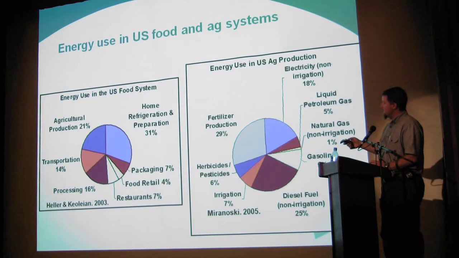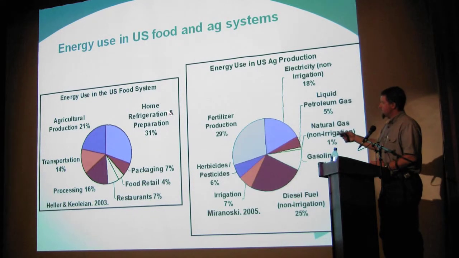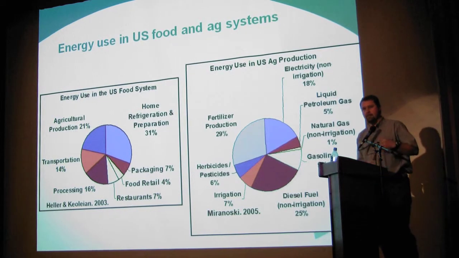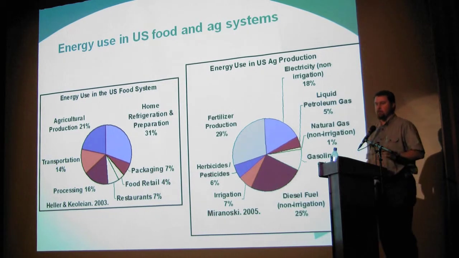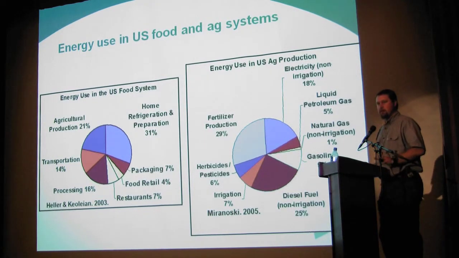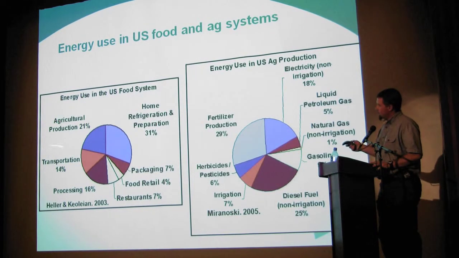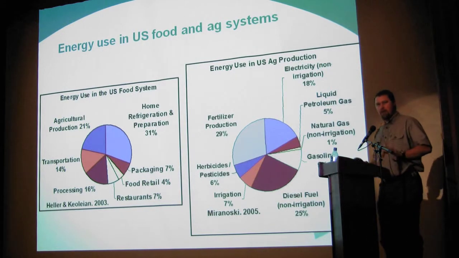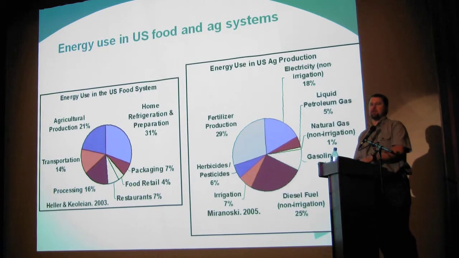But you can see we have big amounts of energy use in things like home refrigeration, preparation, processing, all of that. Transportation is significant, but it's not nearly as significant as most people think it is. And there's been a lot of work on food miles. I'm not going to talk about that tonight, but it doesn't tend to be the issue that people think it is. Agricultural production is about one fifth of the total energy we use in the plate of food.